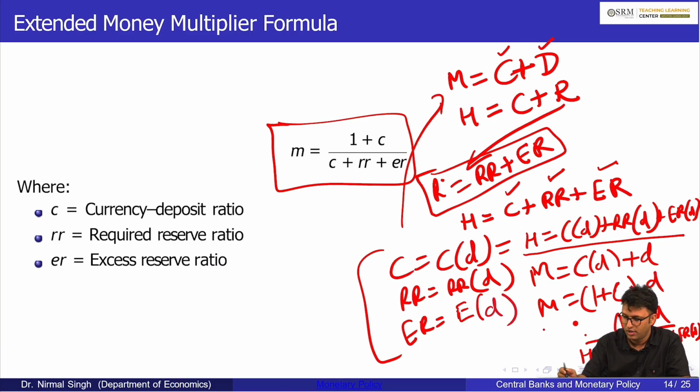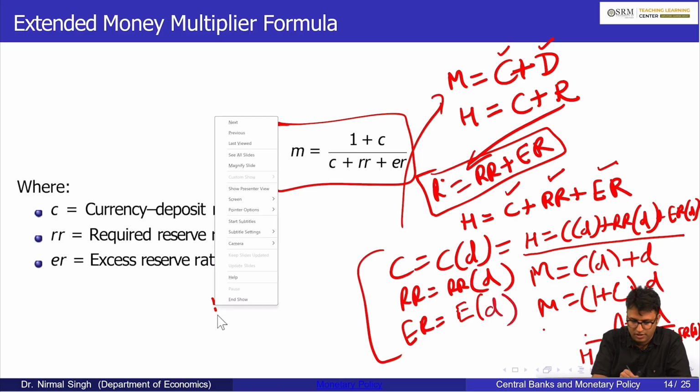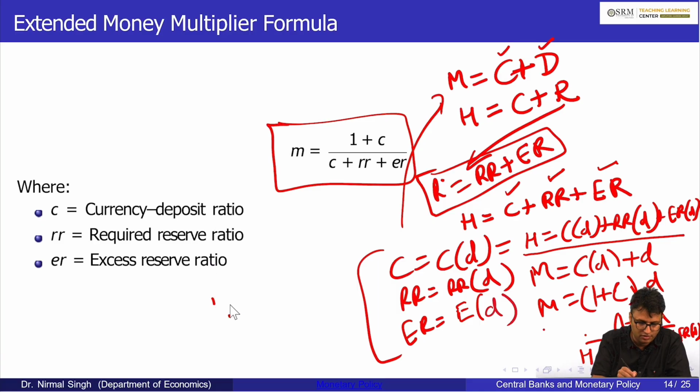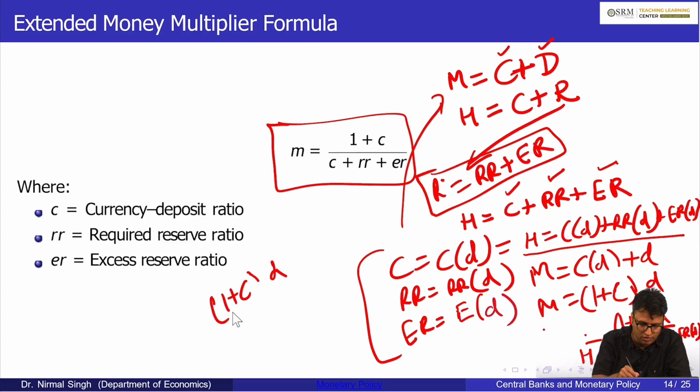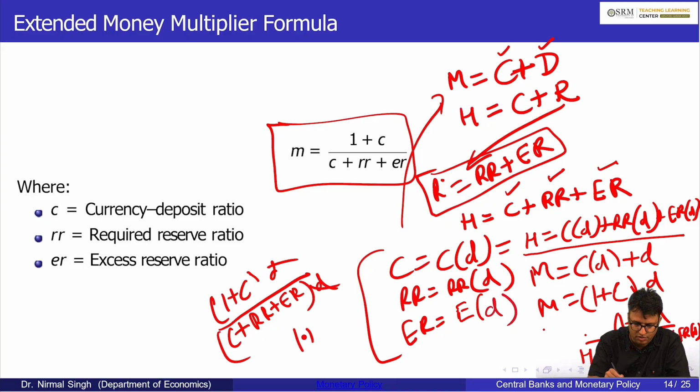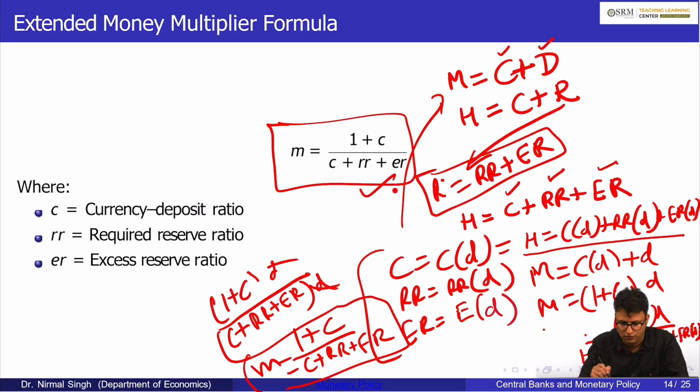So further if we go, then this becomes 1 plus C into D upon C plus RR plus ER, that is excess reserve, into D. So D and D cancel, and it becomes 1 plus C upon C plus RR plus ER, that is the multiplier. So this is how we got this formula.